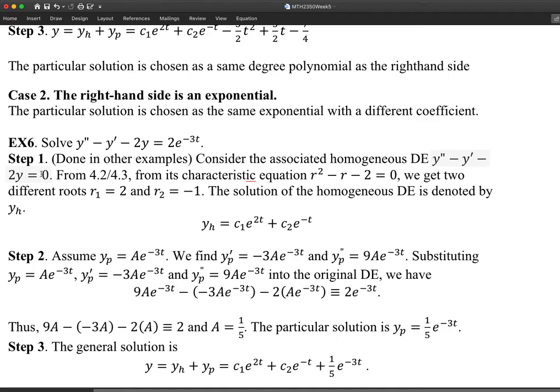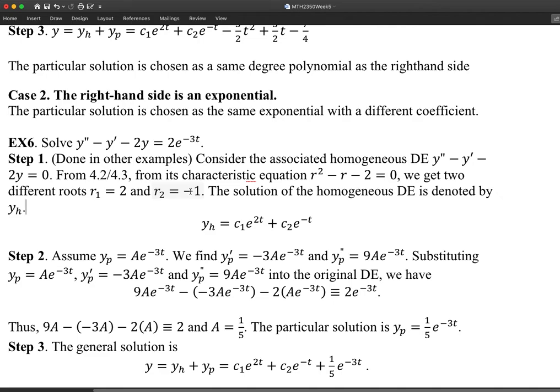So step 1 is still from the previous example. I'm not going to repeat a lot. I just want you to know the characteristic equation. Okay, we'll figure out the red curve later. And at least I want to make sure you know the homogeneous solution, as we did many times. It's a linear combination of those two exponential functions. 2 and negative 1 are the roots of the characteristic quadratic equation.